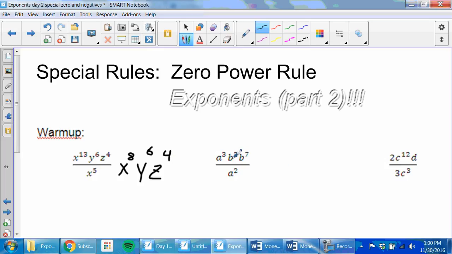This next one, I would want to combine the top terms by adding their exponents, since they're multiplying next to each other. So I would take the 2 and the 7, and that gets me a 9, so I would have b to the 9th. Then I would have to subtract, because I'm dividing, the exponents of the a's. 3 minus 2 would end up just being a to the 1st power and then b to the 9th power.